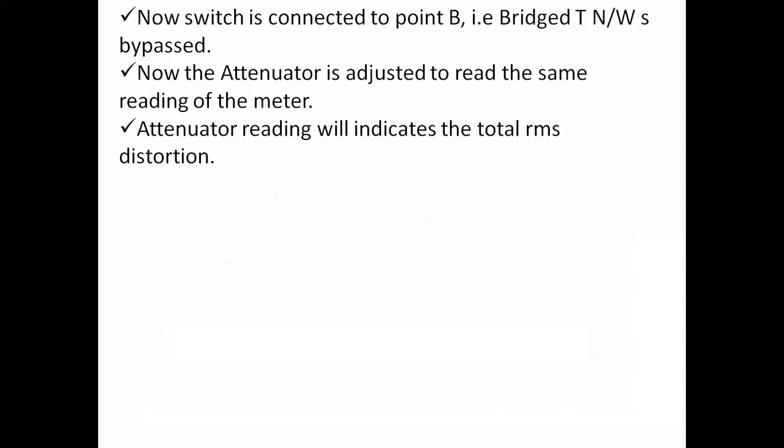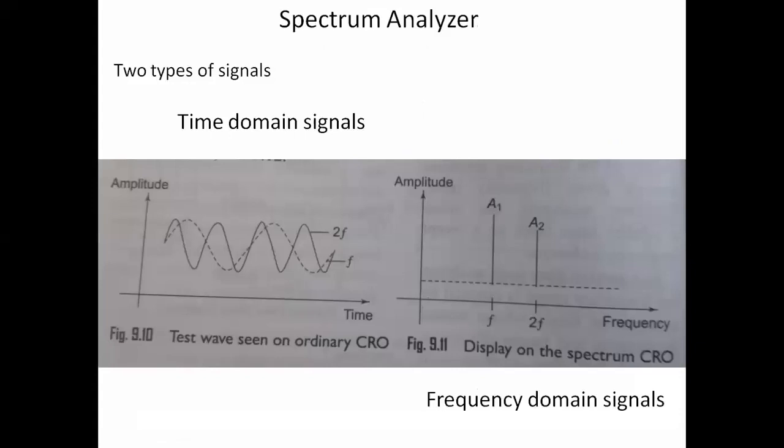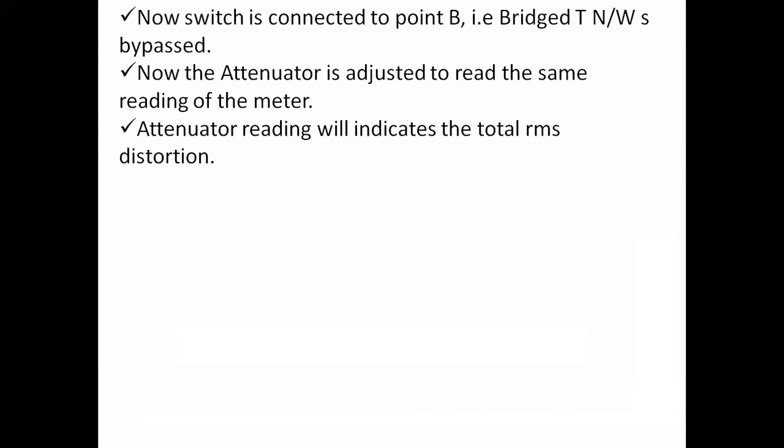So in point B, the BGT network is bypassed. Now the attenuator is adjusted to read the same reading of the meter that you read previously in the first case. After that, the attenuator reading will indicate the total RMS distortion. Okay, so by that the total harmonic distortion analyzers are completed.